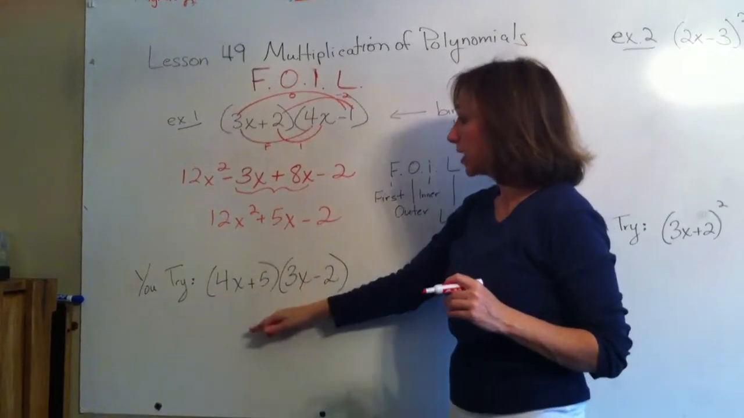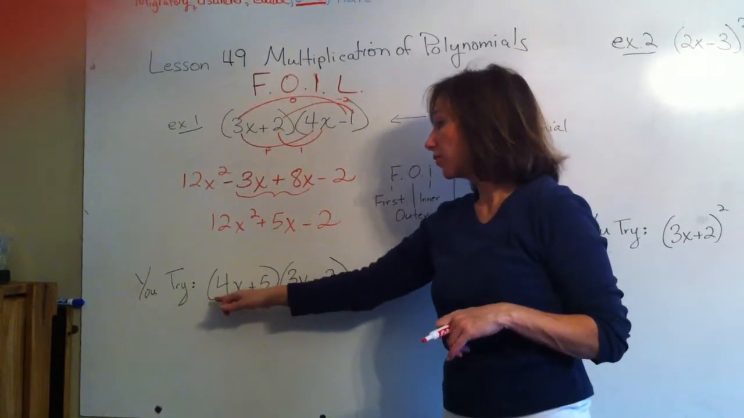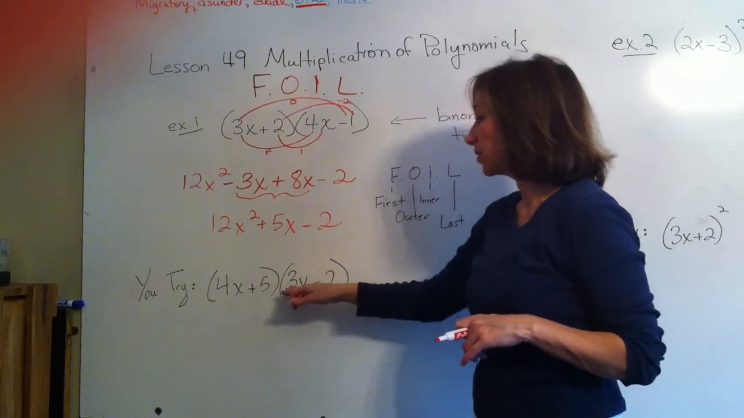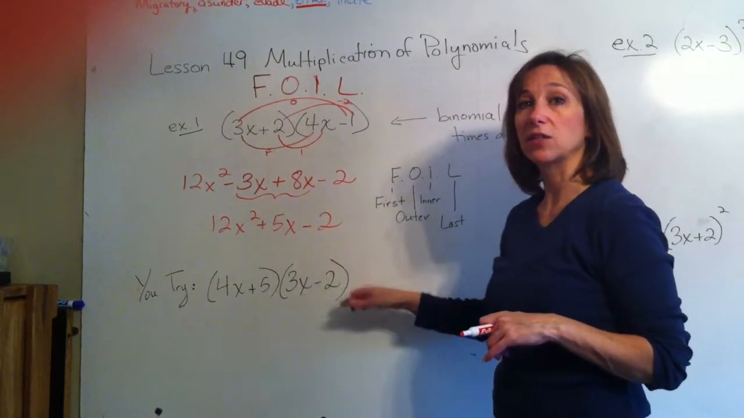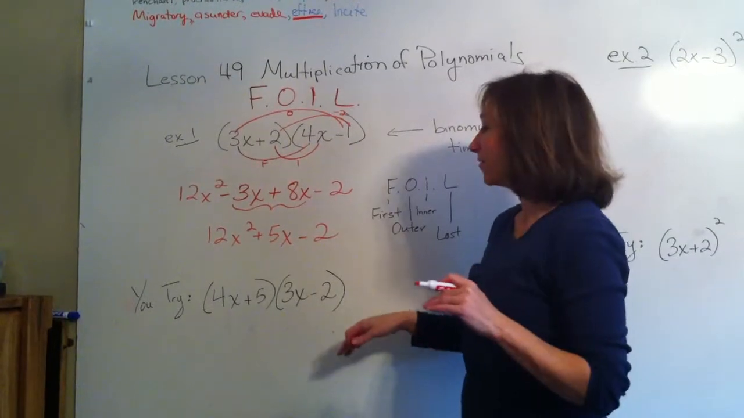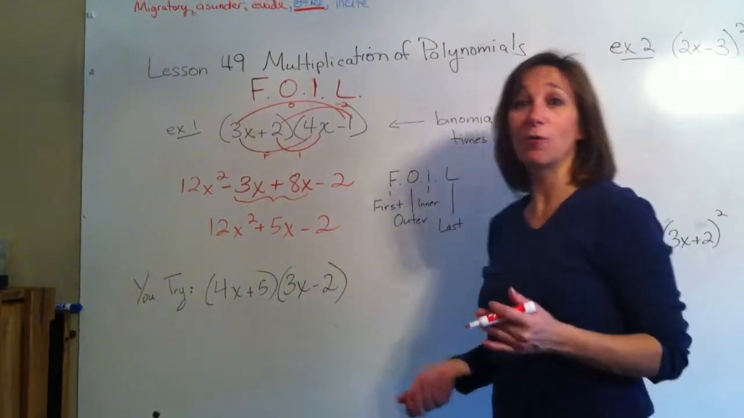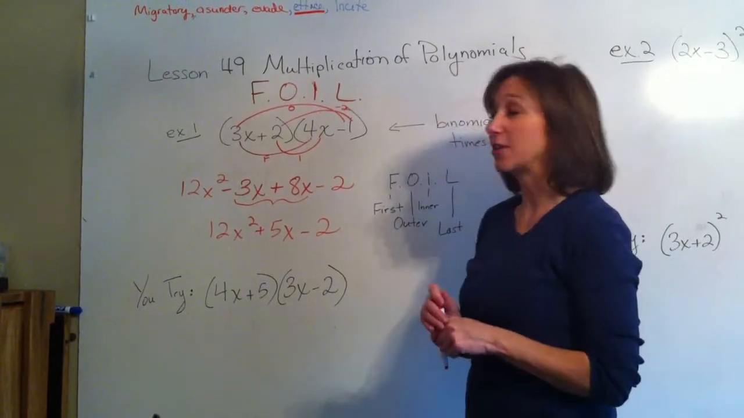So here is one, in case you can't read it because the camera's so bad. It's 4x plus 5 times the quantity 3x minus 2. So turn the video off, not Noah. Turn the video off and then come back and see how you do this. Okay, hopefully it worked for you and you were able to figure it out.